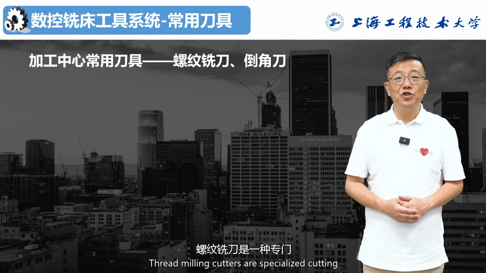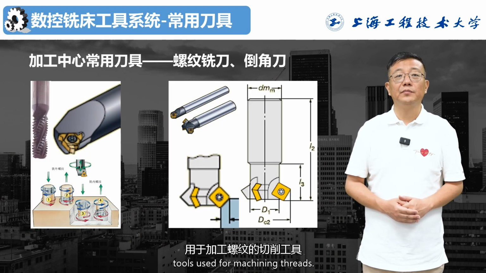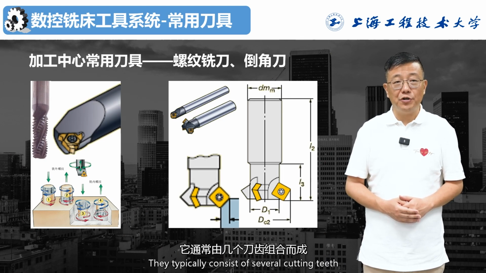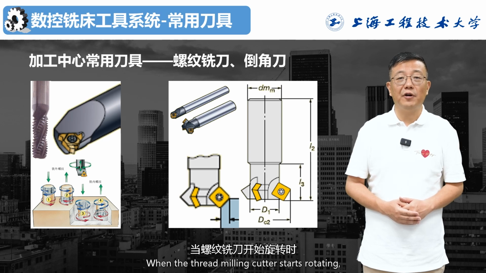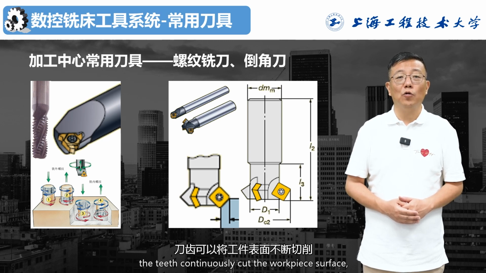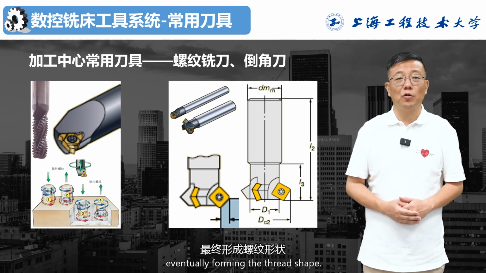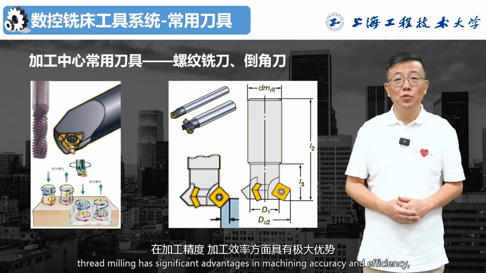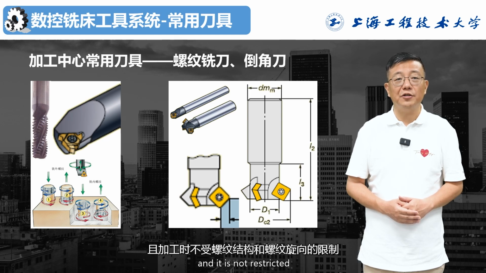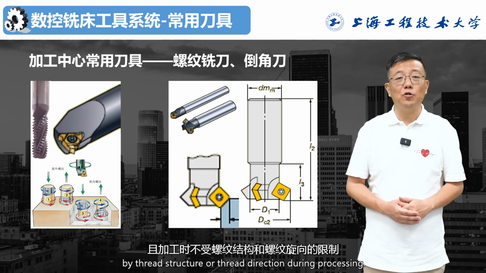Thread milling cutters are specialized cutting tools used for machining threads. They typically consist of several cutting teeth with fine cutting grooves. When the thread milling cutter starts rotating, the teeth continuously cut the workpiece surface, eventually forming the thread shape. Compared to traditional thread machining methods, thread milling has significant advantages in machining accuracy and efficiency, and it is not restricted by thread structure or thread direction during processing.